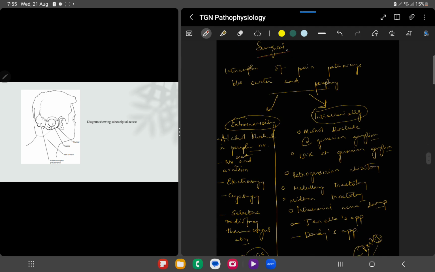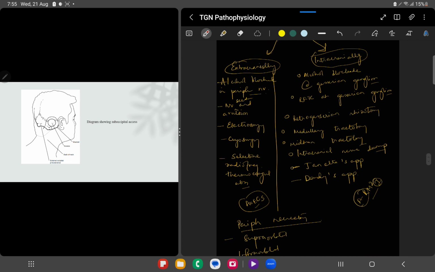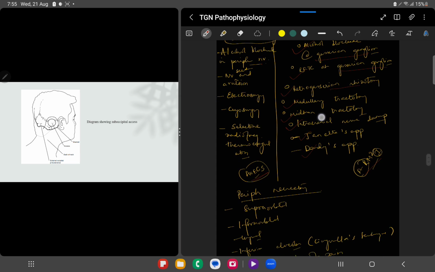In surgical management, we have to interrupt the pain pathways between the center and the periphery. So this can be done extracranially or intracranially. In the intracranial approach, we have this mnemonic ARM square I, that is alcohol blockade at Gasserian ganglion, RFTC at the Gasserian ganglion, retrogasserian rhizotomy, medullary tractotomy, midbrain tractotomy, intracranial nerve decompression, Janetta's approach or Dandy's approach. In the extracranial approach, we have ANEGS, ECS, like alcohol blockade in the peripheral nerve, then electrosurgery, cryosurgery, selective radiofrequency thermocoagulation.